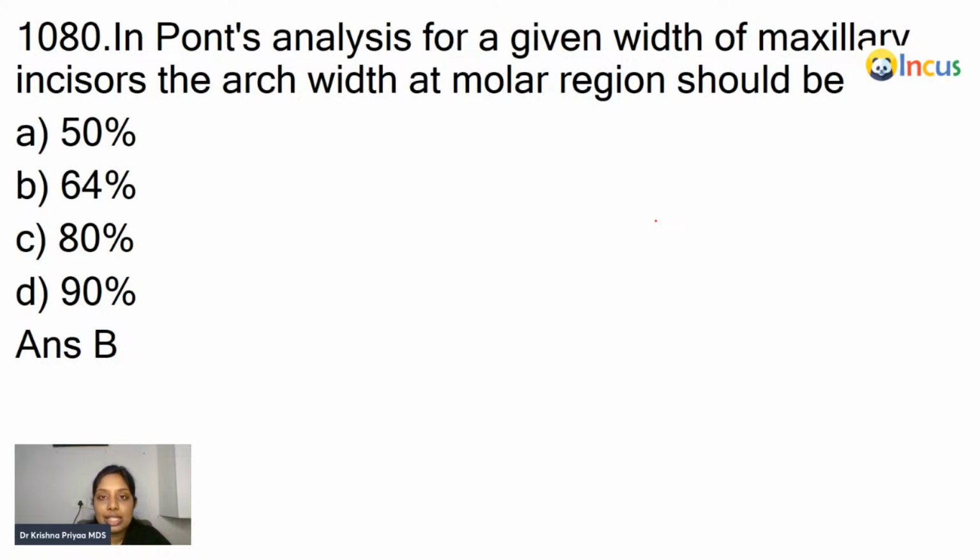So imagine for Pond's analysis, we are just taking into consideration the mesiodistal width of the maxillary incisors and then correlating them with 64% and 80% to identify the value of the molar and the premolar respectively.